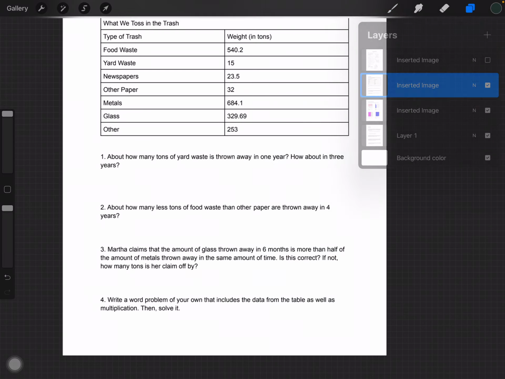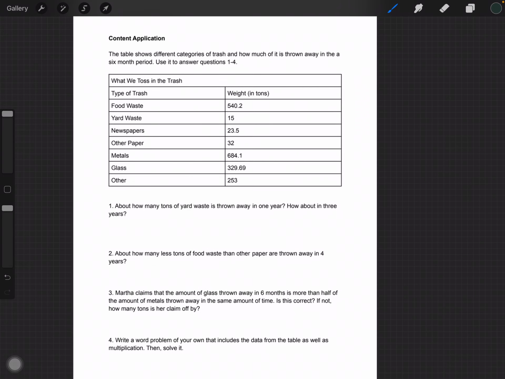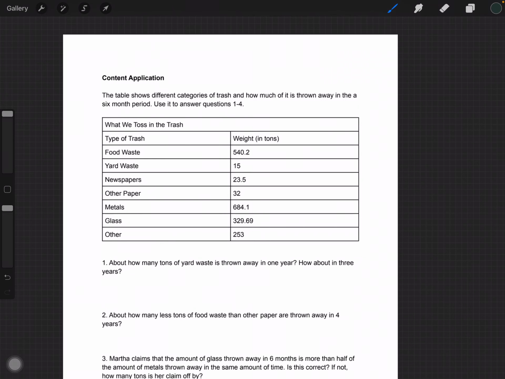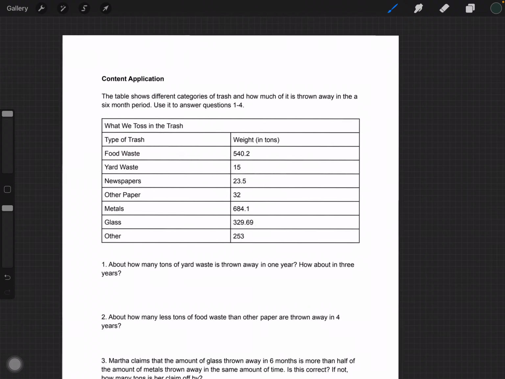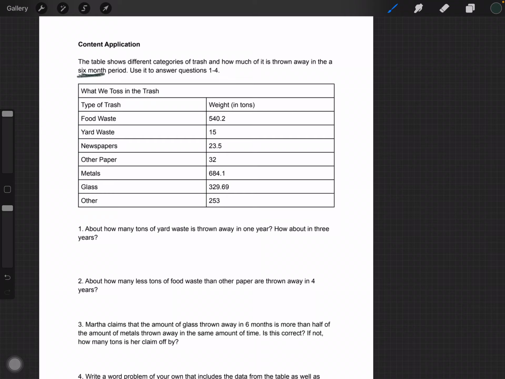1778. So the second page is content application. It gives you a chart or table, and it tells you to answer the questions based on the data that is given. So you have to pay attention to what it says in the directions, because it says different categories of trash and how much of it is thrown away in a 6-month period. So if you look at number 1, it says about how many tons of yard waste here is thrown away in 1 year. So we take this number, because this is in 6 months, and we multiply it by 2, which gives us 30 tons for 1 year. If it's 30 tons for 1 year, then in 3 years, then it'd be 90 tons.